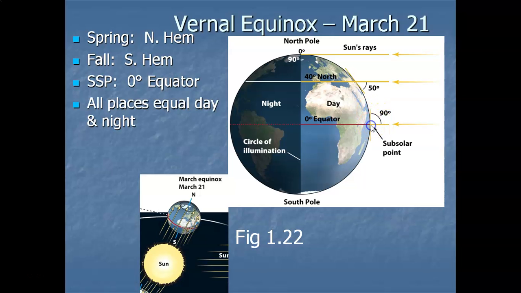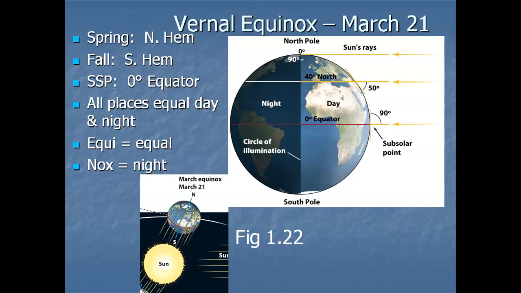Now, the other important thing about equinox conditions is that all places on Earth are experiencing 12 hours of day and 12 hours of night. All places on Earth. As a matter of fact, the word equinox comes from the Latin equa, meaning equal, and nox, meaning night. And so all the inequities that we had just seen 3 months previously are eliminated.